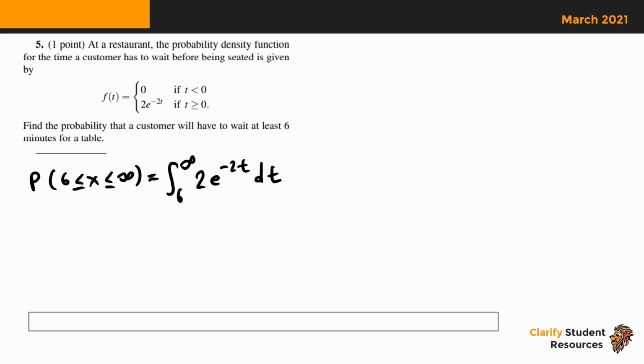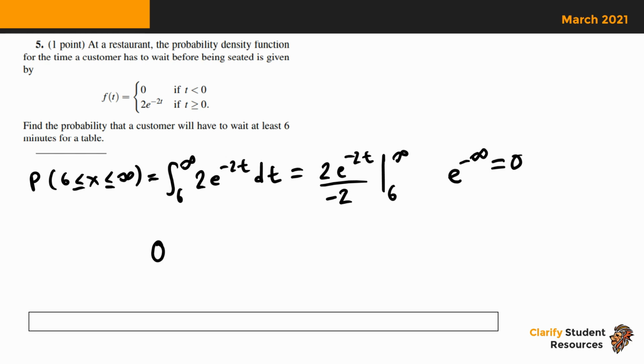So in this case, what we're going to get is the integral. If we solve it, this one's not too bad of an integral. We basically just get 2e to the negative 2t over negative 2. And then we're going to integrate this from 6 to infinity. Now, one of the things we see is that e to the negative infinity is equal to 0. So we know that the first leading term is going to be 0.